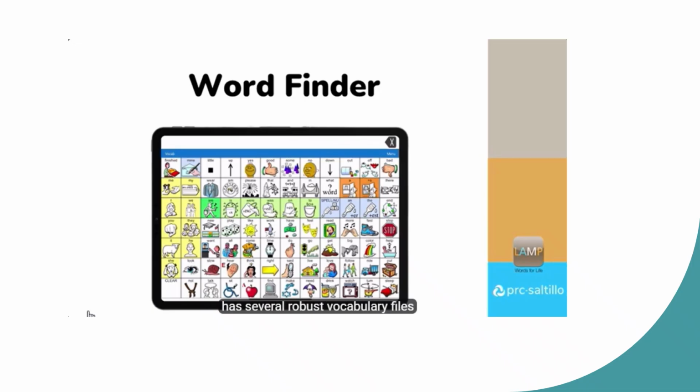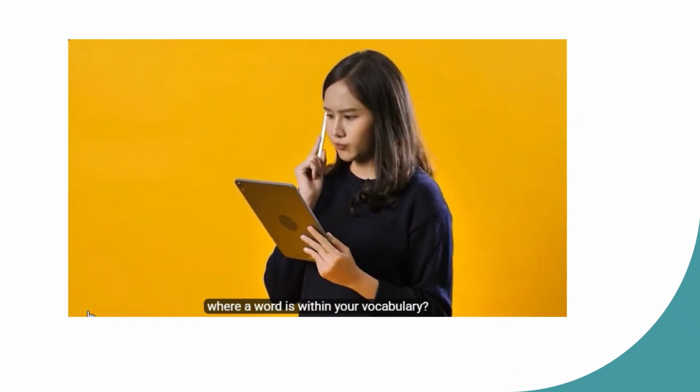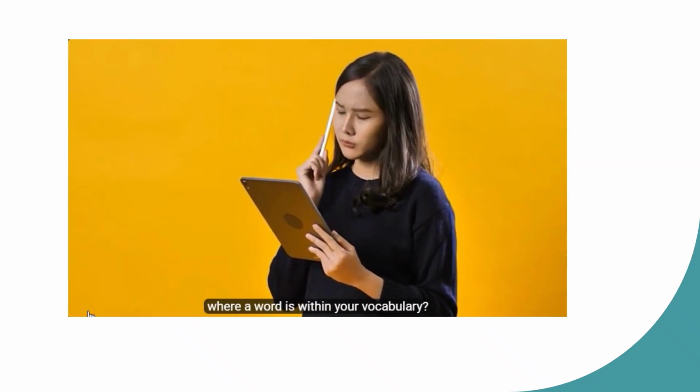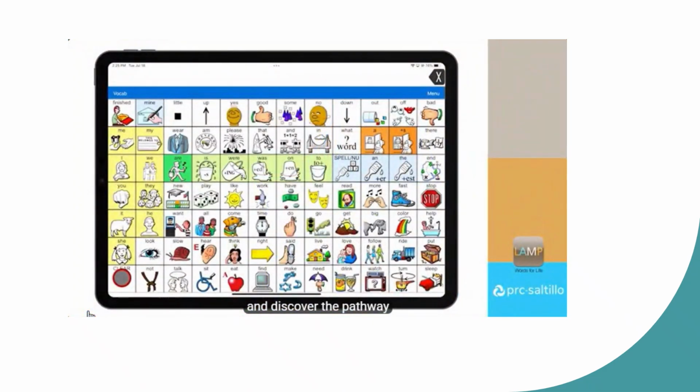The AAC communication app has several robust vocabulary files that allow you to express yourself and say anything you want to say. But what happens when you don't know where a word is within your vocabulary? With Word Finder, you can search for any word and discover the pathway for how to get to that word within your vocabulary file. There are two ways to get to Word Finder within the LAMP Words for Life app.